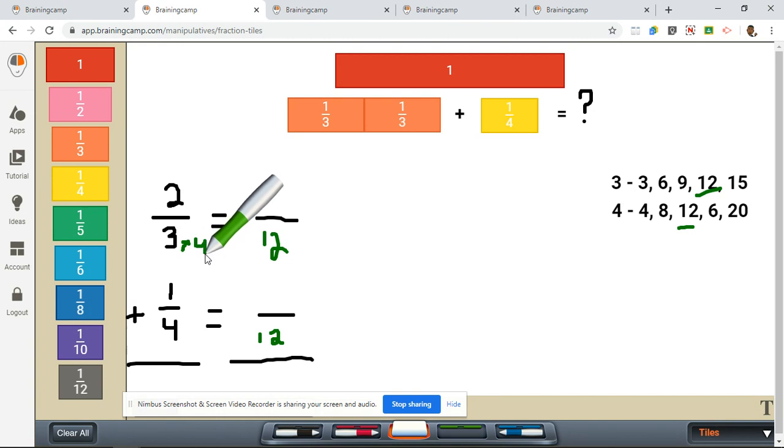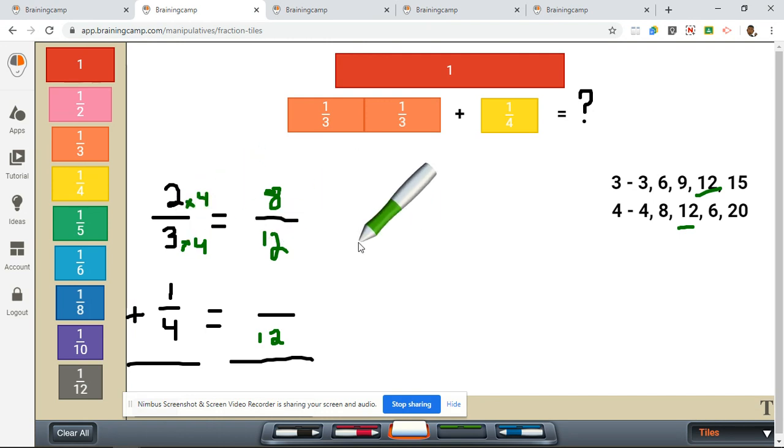And if you recall from my previous video, and I let my students repeat after me, what you do to the bottom, you do to the top. So you multiply the numerator times 4. Therefore, I would end up getting 8 twelfths. 8 twelfths is an equivalent fraction to 2/3.